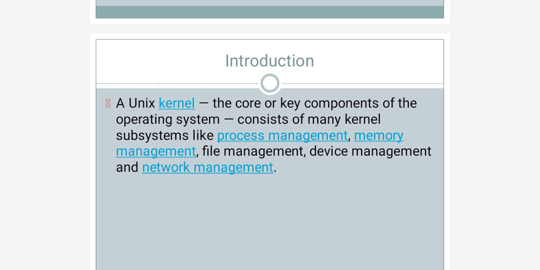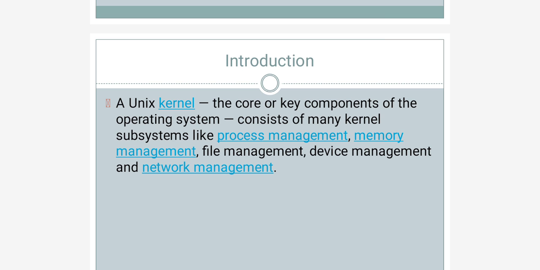In the introduction part, we are going to discuss the core and key components of your Unix operating system. This consists of various kernel subsystems like process management, memory management, file management, and device management, and finally network management. These are the various subsystems that we have related to the kernel in Unix. Based on these key components only, your operating system works.